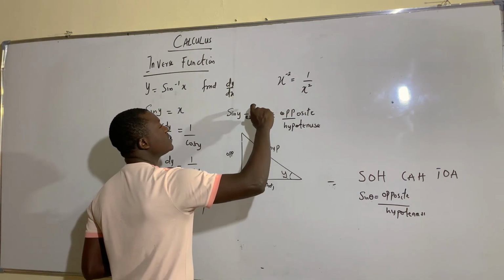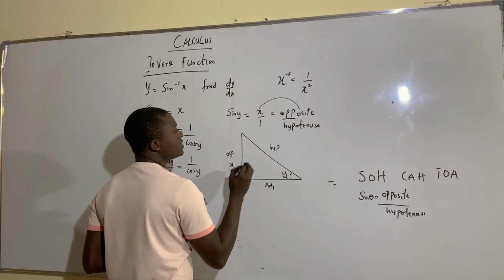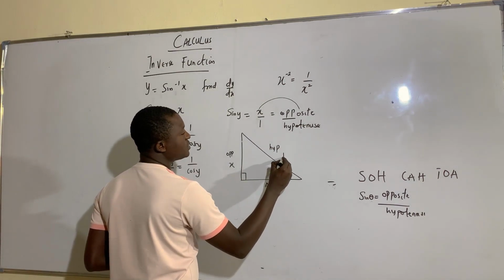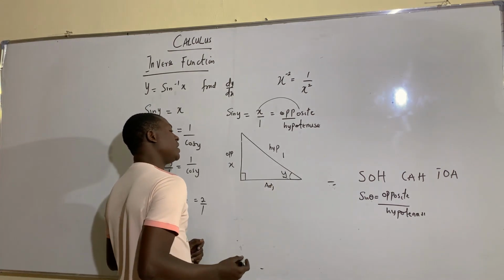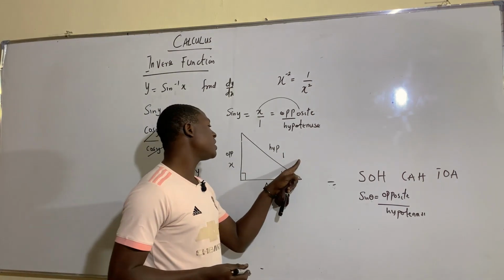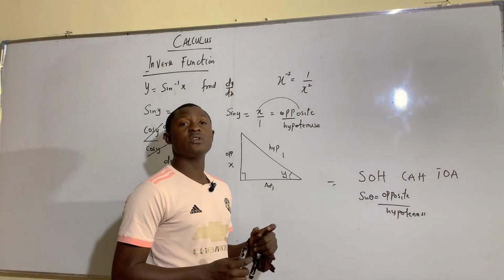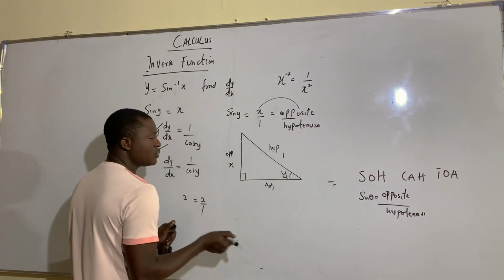So comparing the data, the opposite is x and the hypotenuse is 1. So do we have the adjacent? Of course, no. So we can just find the adjacent. Which method can we use to find the adjacent? If 2 sides are given and we are looking for 1 side, which method are we going to use to find that side? Yeah, we use Pythagoras. So what is the formula for Pythagoras?